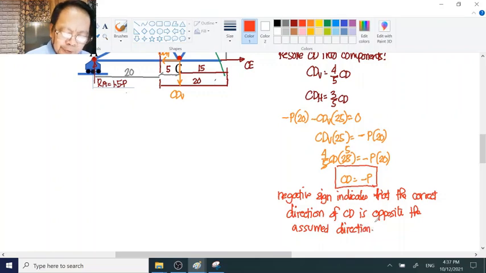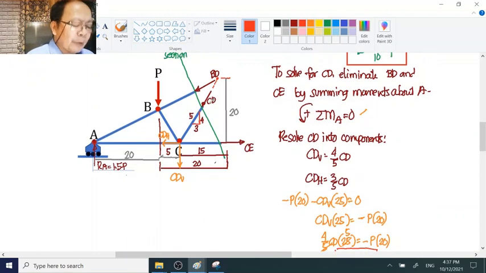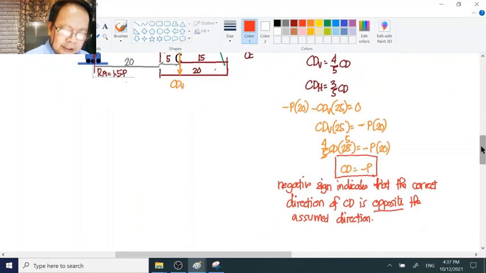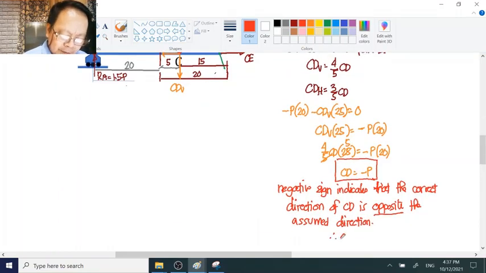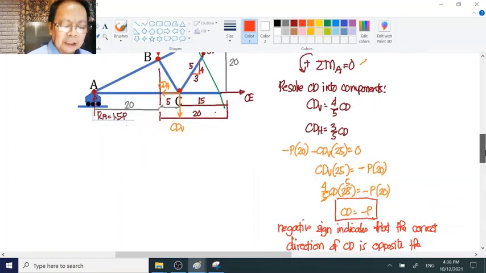Take note, opposite the assumed direction. What does this mean? In our case, our assumption is that CD is directed towards the section, for compression. But because it is negative, our final answer is that CD is equal to P and it will be in the form of a tension. That is how we get it.